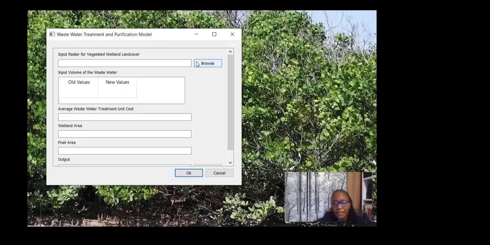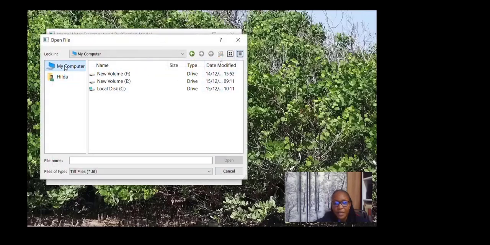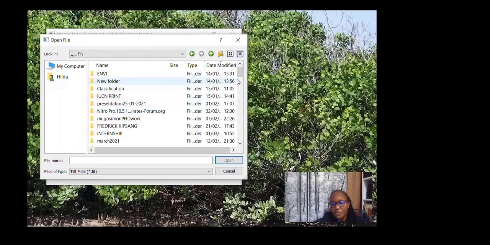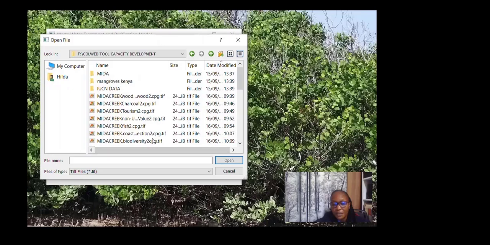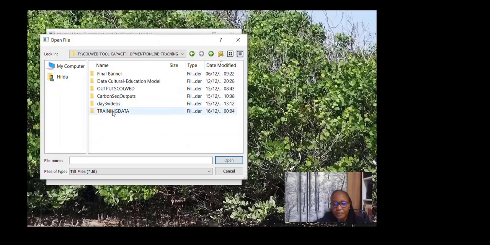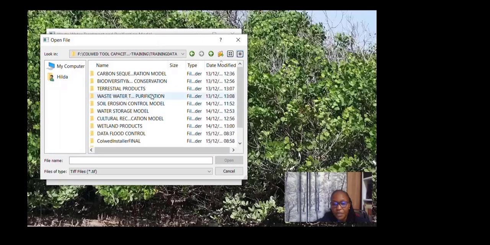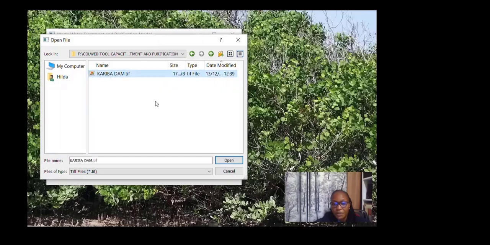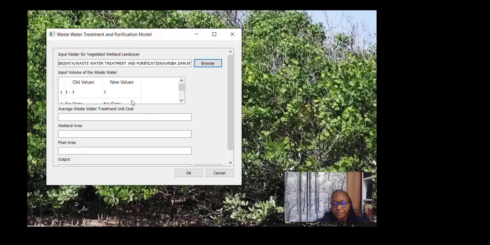So let us go ahead and load the data. You realize we're going to assume Kariba Dam is in an urban setting, and it's being used for wastewater treatment. So under the wastewater treatment, we load our Kariba Dam. Then we can input the volume of wastewater that is going through. Let's say it's 10,000 cubic meters.